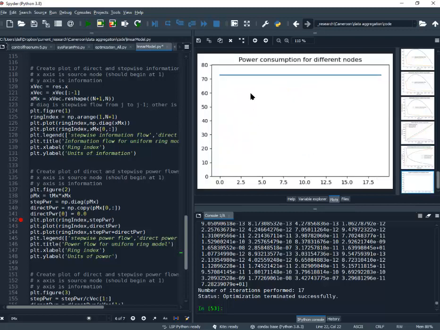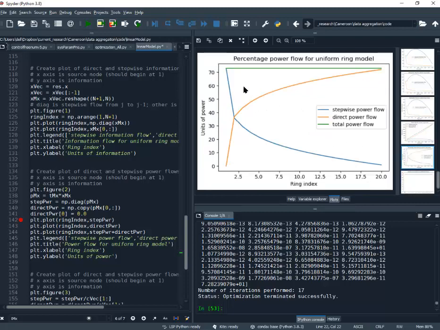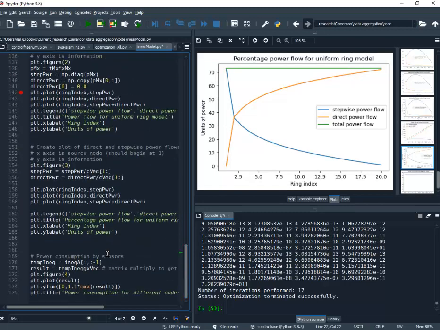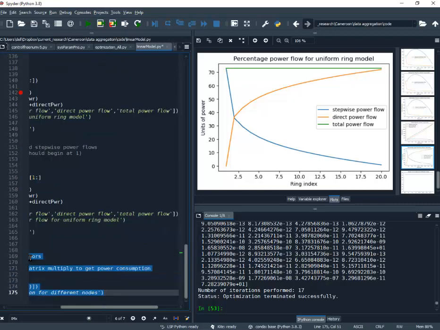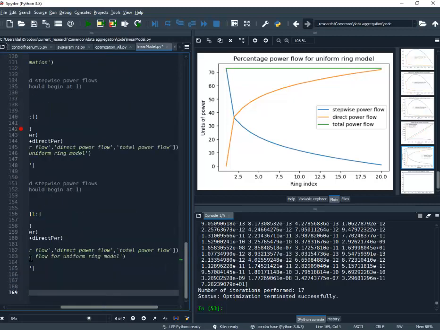And then this was the total power consumption. We don't really need this one because it is the same as here. I think I will just remove it now because it's not necessary. Okay.